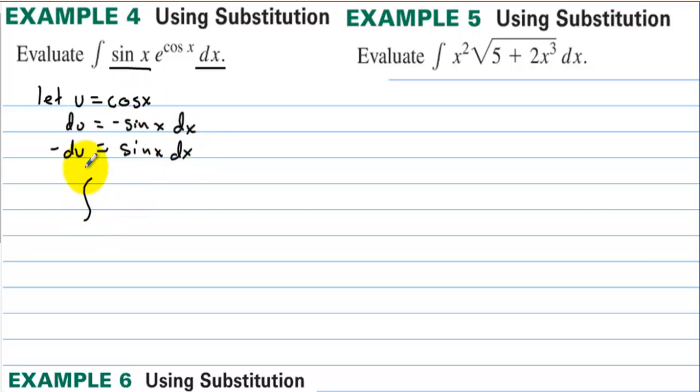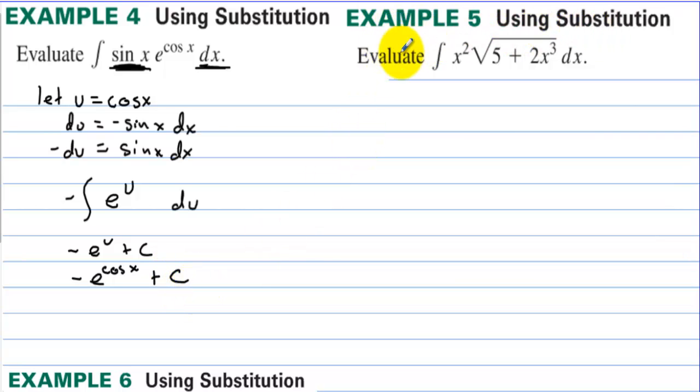We have the integral of, first of all, it's going to be negative because we're going to replace sine of x dx with negative du. So negative du, and now we replace cosine with u in this formula right here. So we have e to the u. Now the antiderivative of e to the u is e to the u, so we have negative e to the u plus c. We didn't start with u's, so we can't end with u's. We have negative e raised to the cosine of x, and then plus c.